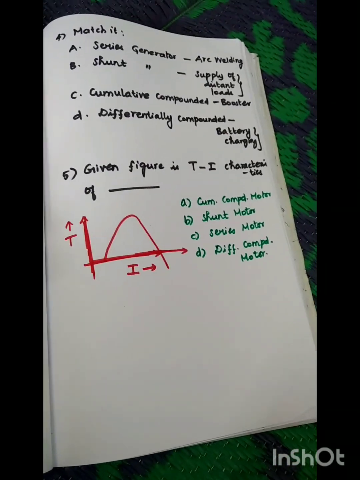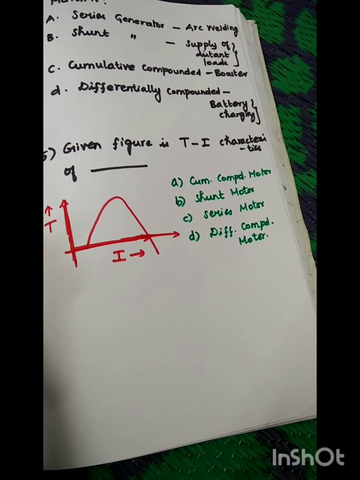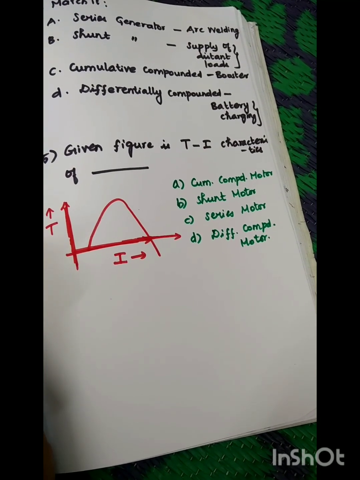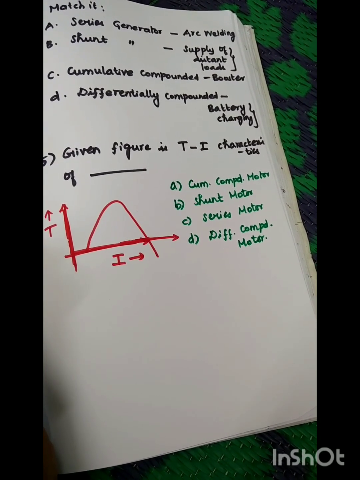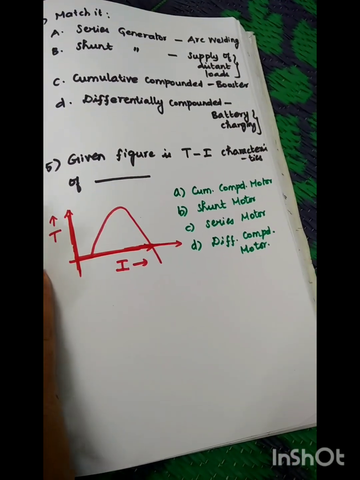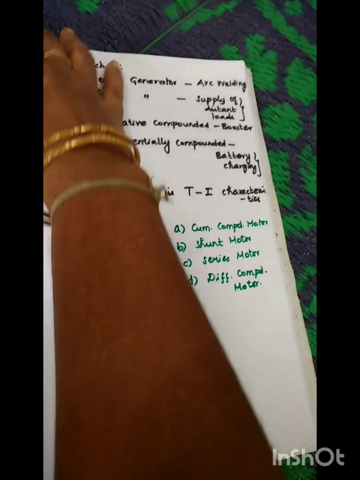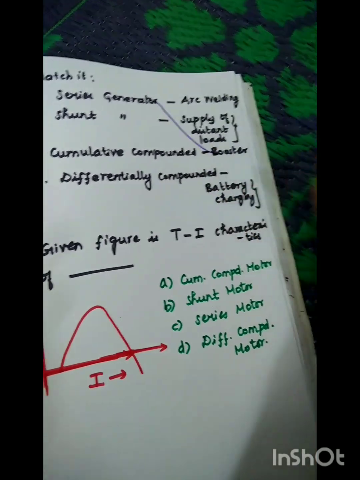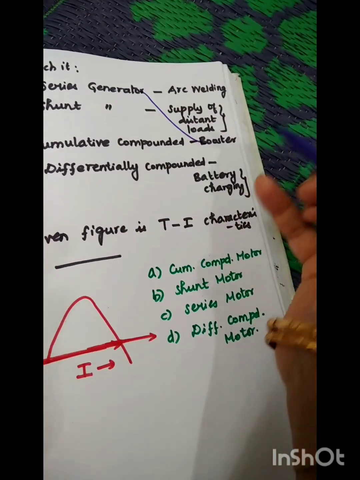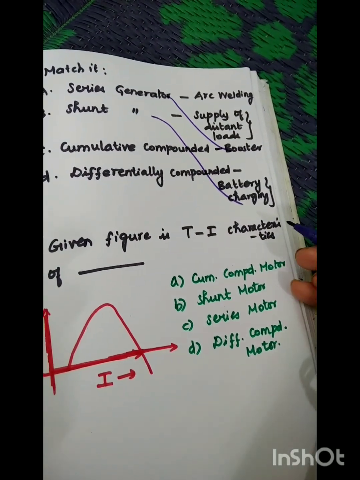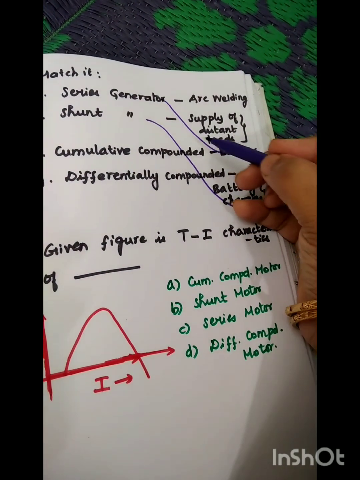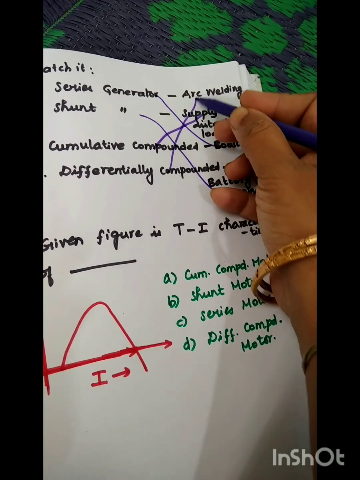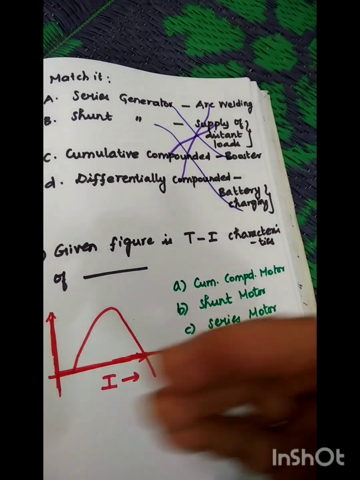Match the following. They have given you 4 different things: series generator, shunt generator, cumulative compounded, differentially compounded, and the answers are given. So I am just marking the answer for you. The series generator acts as a booster. For the shunt generator, we would have heard of battery charging. Cumulative compounded is used for supply of distant loads. And differentially compounded, you can move on to arc welding. Okay, just note these applications.